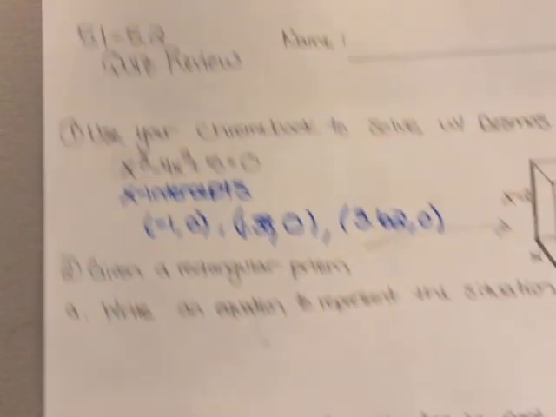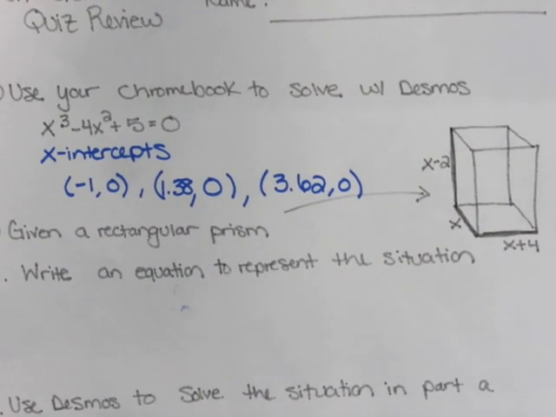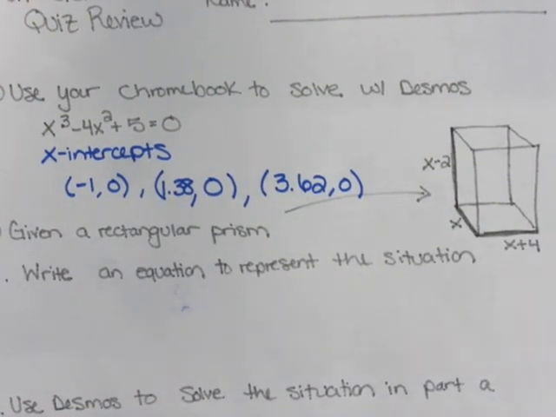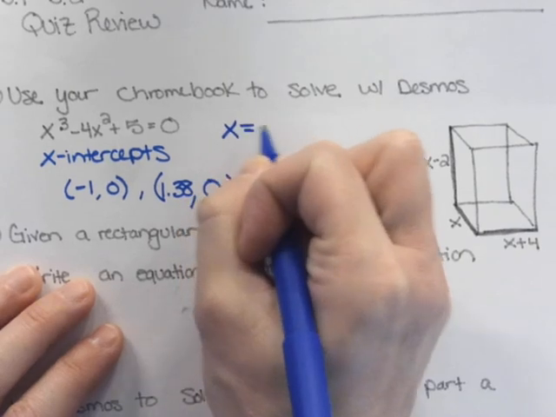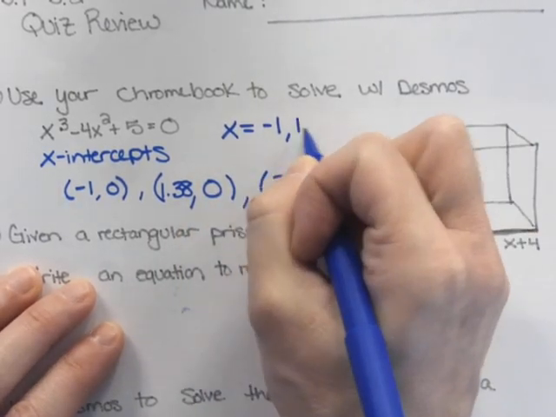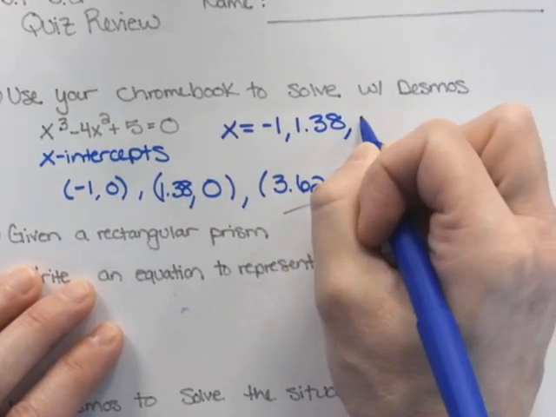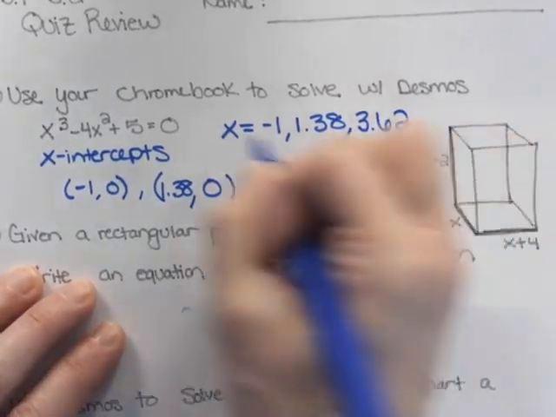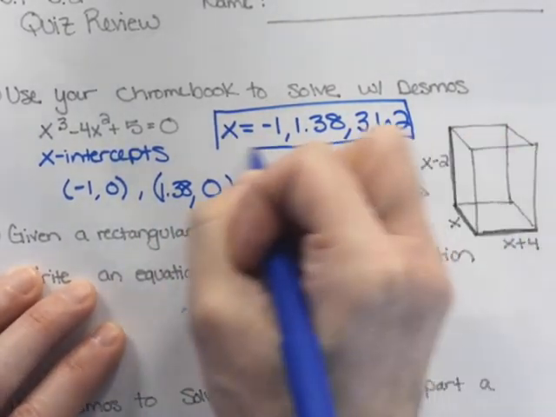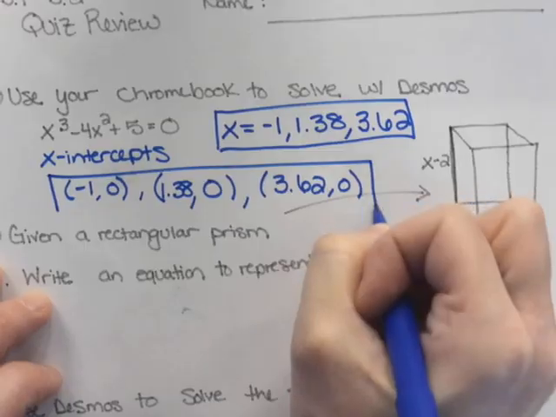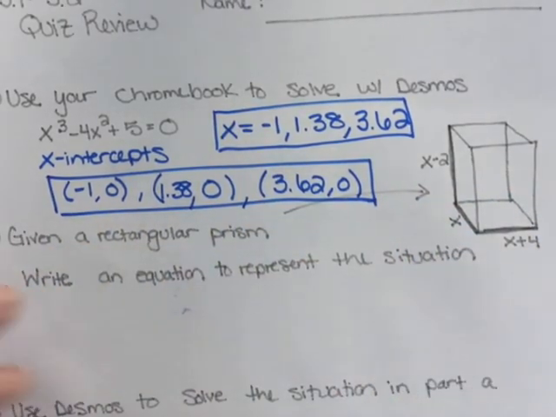All right, so here's what I wrote on mine. I wrote them as ordered pairs. You could also write x equals -1, 1.38, 3.62. So this is acceptable for an answer. So is this. You don't need both, one or the other. Okay? We don't need both.